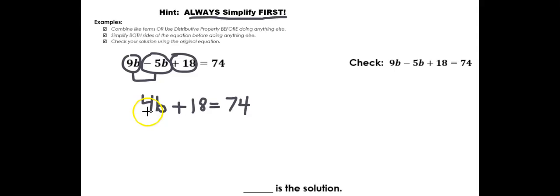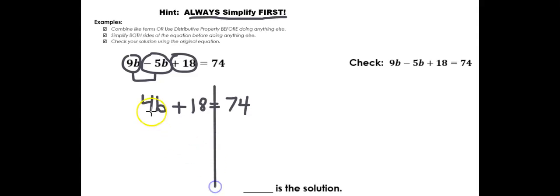Now we're at the point where there's no more we can do. We can't combine the 4b and the 18 because they're not like terms. The other reason I can justify not combining those is order of operations would say we have to multiply this first before we can add, GEMDAS, multiply before addition. And we don't know what b is, so we cannot multiply that. So we can no longer go any further. So it's in its simplest form. And now I'm ready to solve.